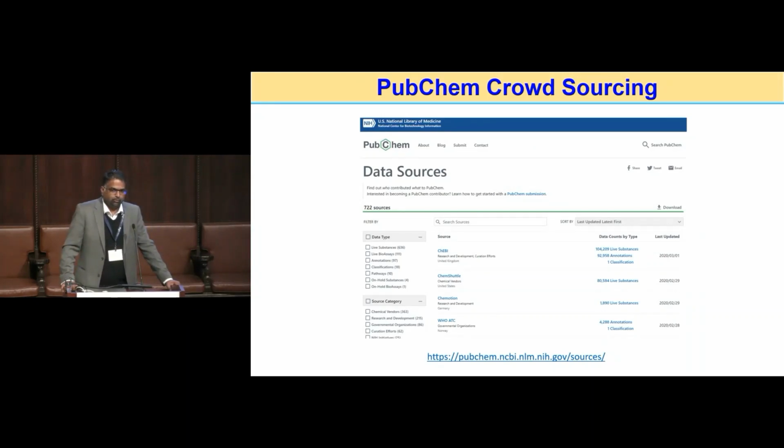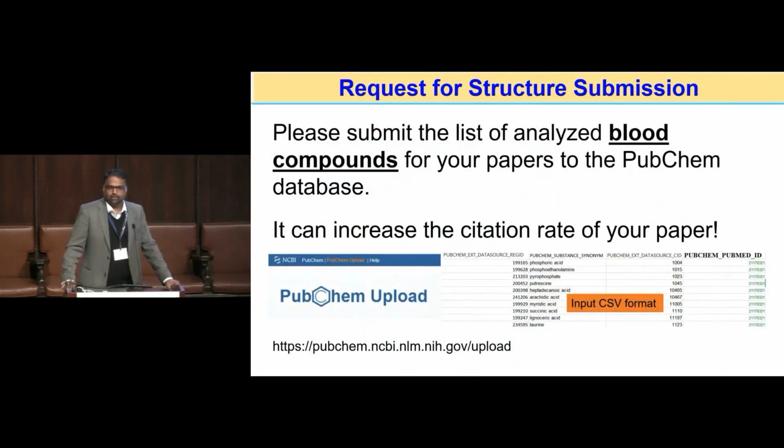PubChem will list your lab or organization in one of those 722 PubChem sources. It is so easy to submit data to PubChem. It's only a 4-column table. I can help you if you need help in submitting those lists to PubChem. And I'm sure it will increase the citation rate for your paper. If you report a new compound and you want people to cite it, this is a good way to do it.